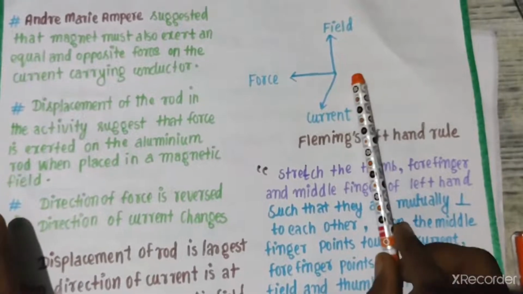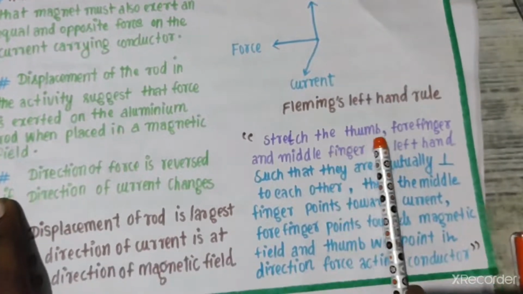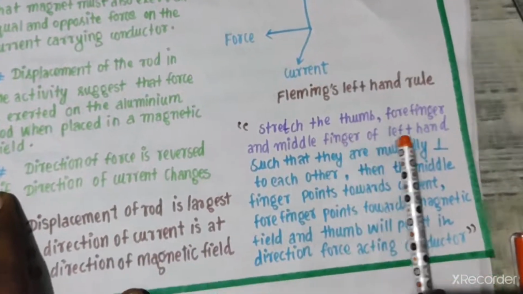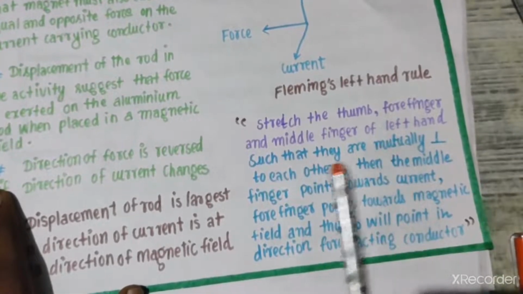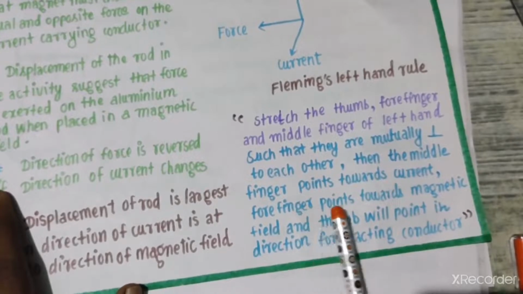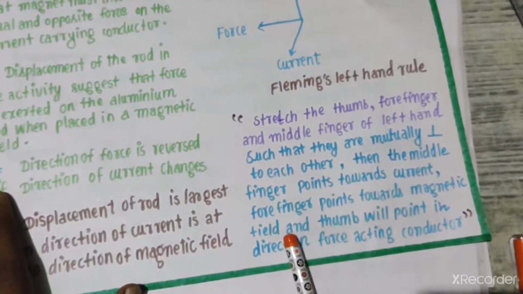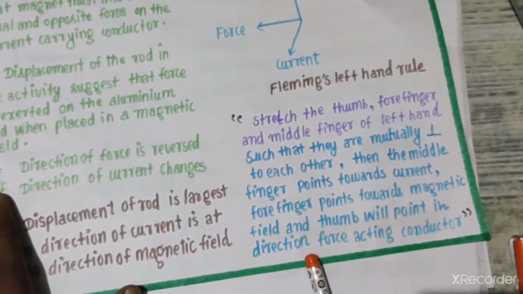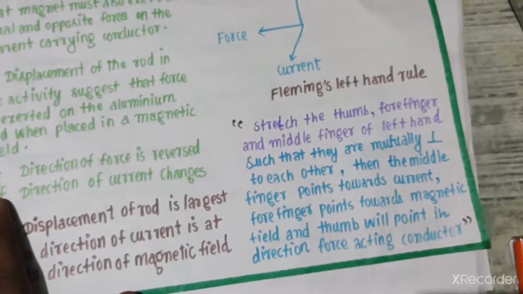So just draw this diagram also and write this. Stretch the thumb, forefinger and middle finger of left hand such that they are mutually perpendicular to each other. Then the middle finger points towards the current, forefinger points towards magnetic field, and thumb points in the direction of force acting on that current carrying conductor.